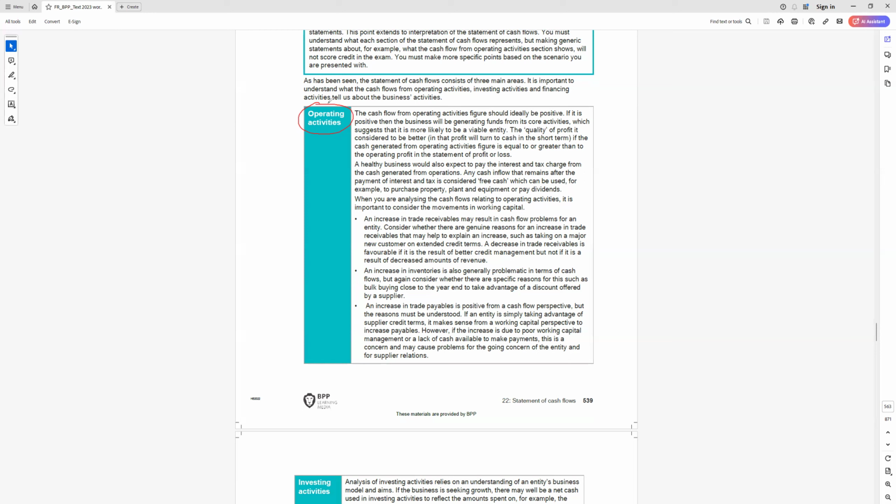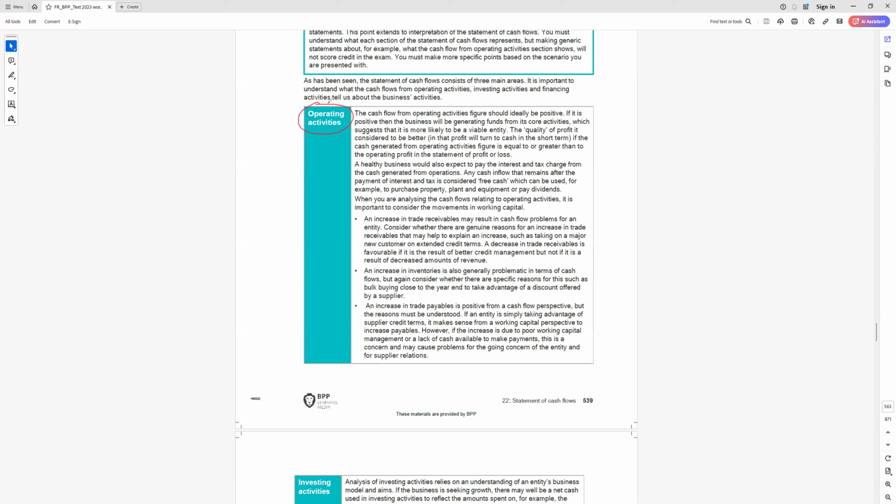And even in the exam, if you see the operating activity showing a negative number, you have to be very careful to double check why it is negative. There is a possibility you might have made a mistake in the calculation. So you have to be very careful on that.